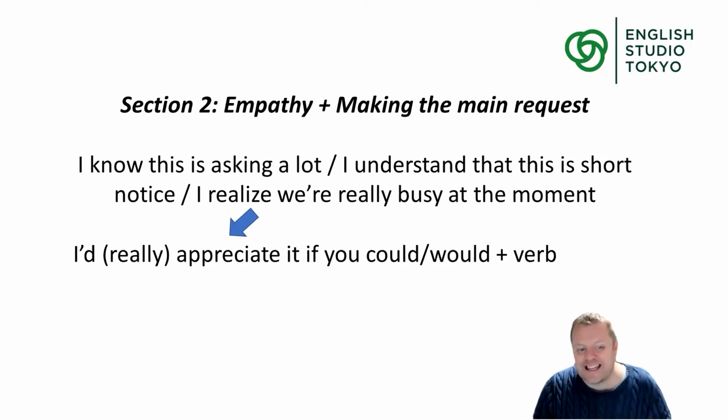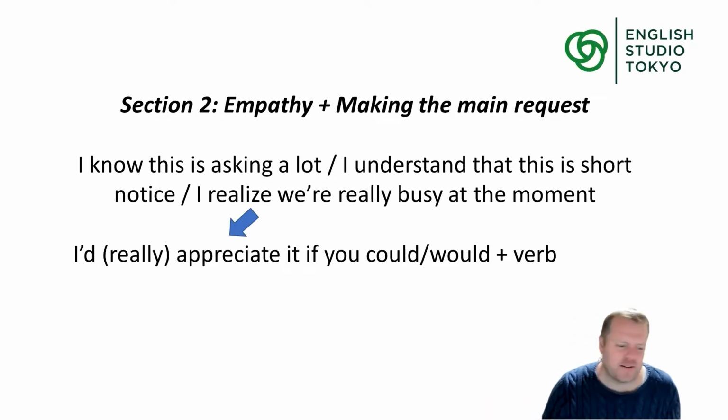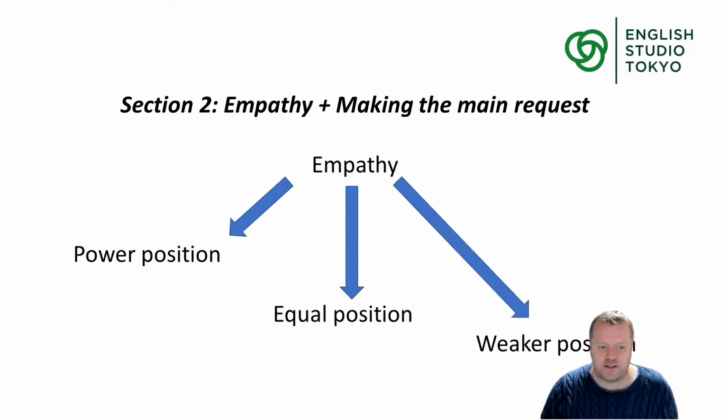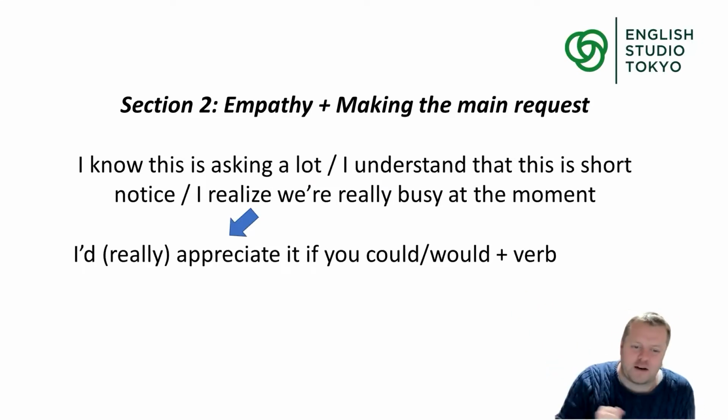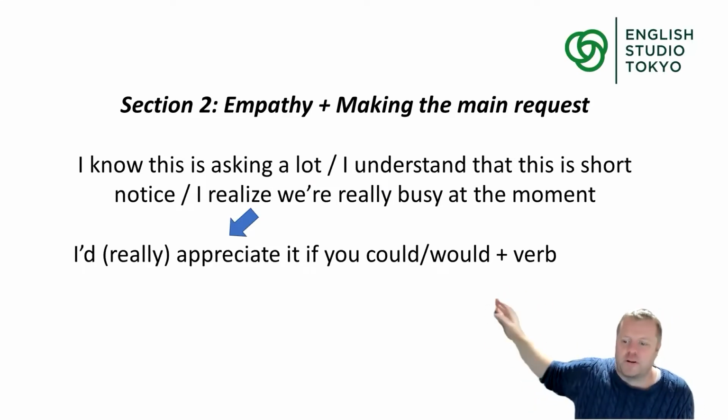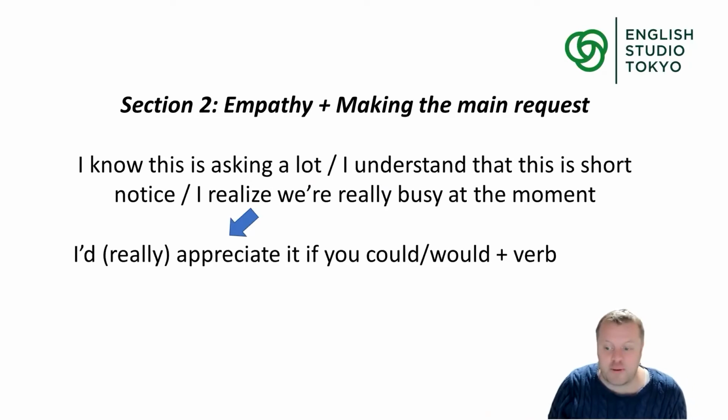Now, the key thing here is how do we make the request? Remember, we talked before about three positions. We talked about a power position, an equal position, and a weaker position. Well, here's the surprise. I'd appreciate it if you could plus a verb. I'd appreciate it if you could open the window. I'd appreciate it if you would open the window. Could or would, don't worry about the difference. Could shows potential, would shows action.